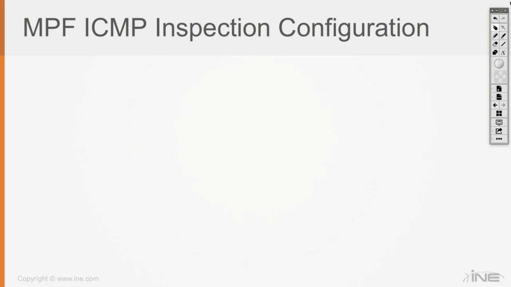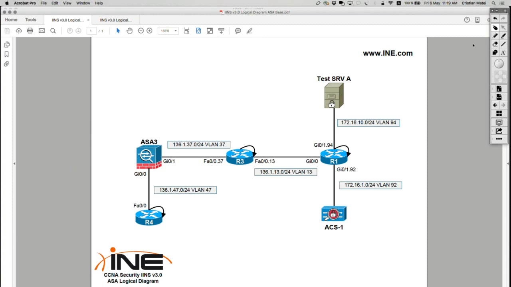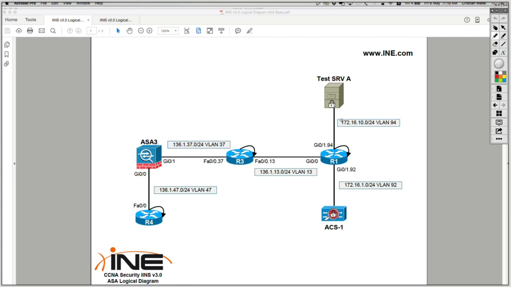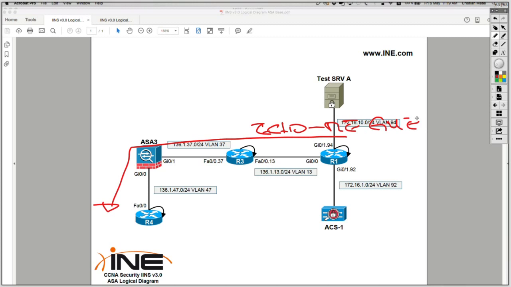Now we're going to configure ICMP inspection, because by default it's not inspected. So what this means, as we're going to see when we go to the configuration side, is that if we send ICMP traffic, if we ping, for example, from router 1 to router 4, this is going to be the echo request. Traffic is going to be allowed because we go high 100 to low 0, and there is no access list in that direction dropping the traffic.